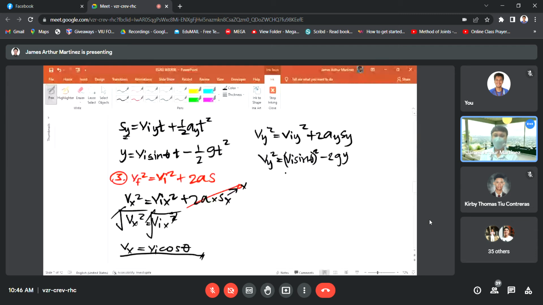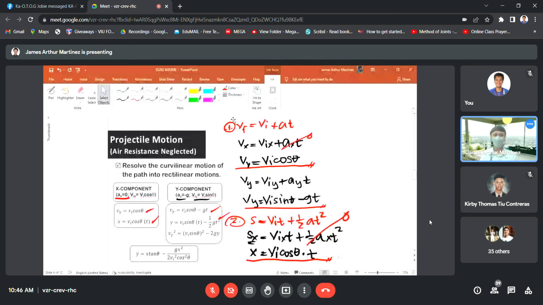Okay? And this is now our resulting equation for the y component of projectile motion, derived from the third equation of rectilinear translation with constant acceleration. Okay? So you will see this also in class. I hope you understood where the equations or formulas come from.